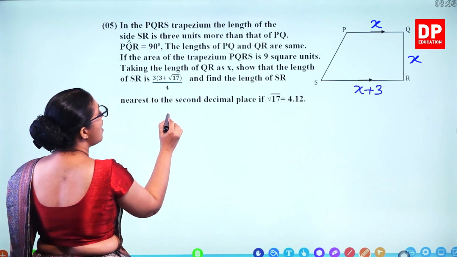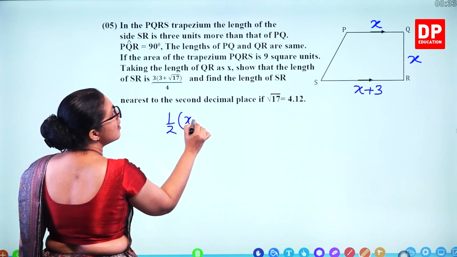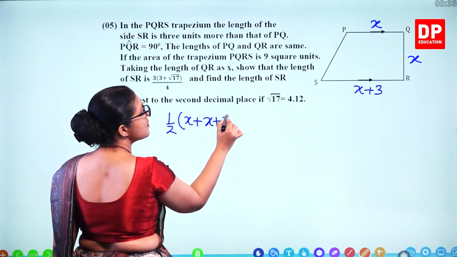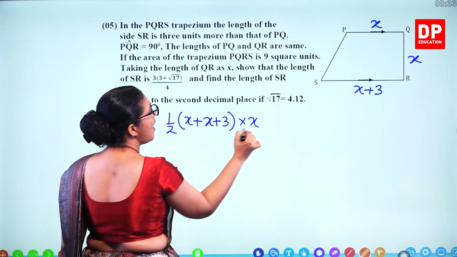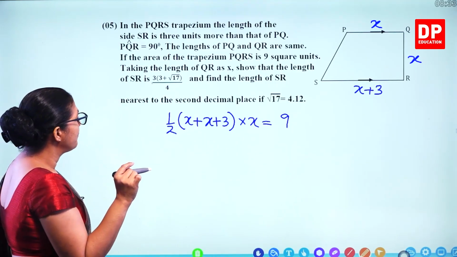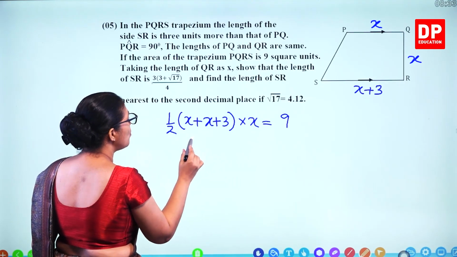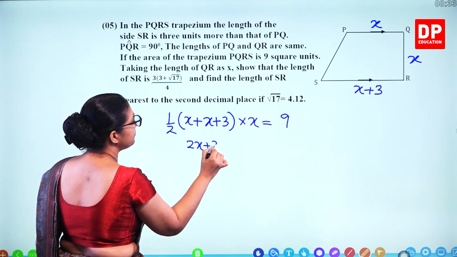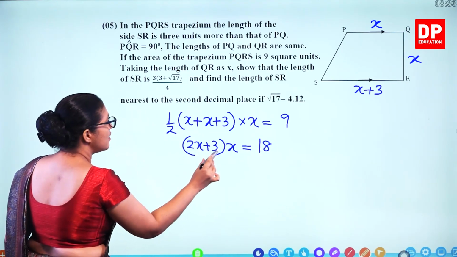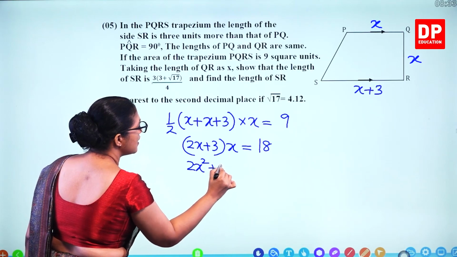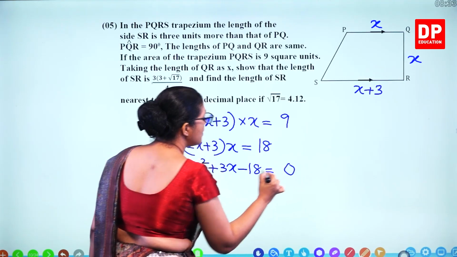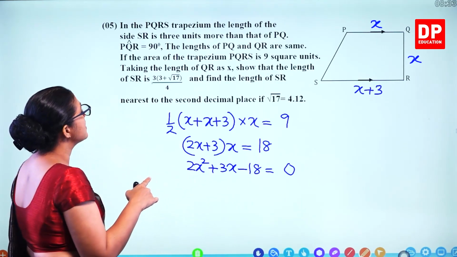How do you find the area? Half the sum of the 2 parallel sides, X and X plus 3, into the perpendicular height is equal to 9. That's the area of the trapezium. So what do you get? Multiply by 2, you get 2x plus 3 multiplied by x is 2 times 9, 18. So 2x squared plus 3x minus 18 is equal to 0. I took 18 also to this side.